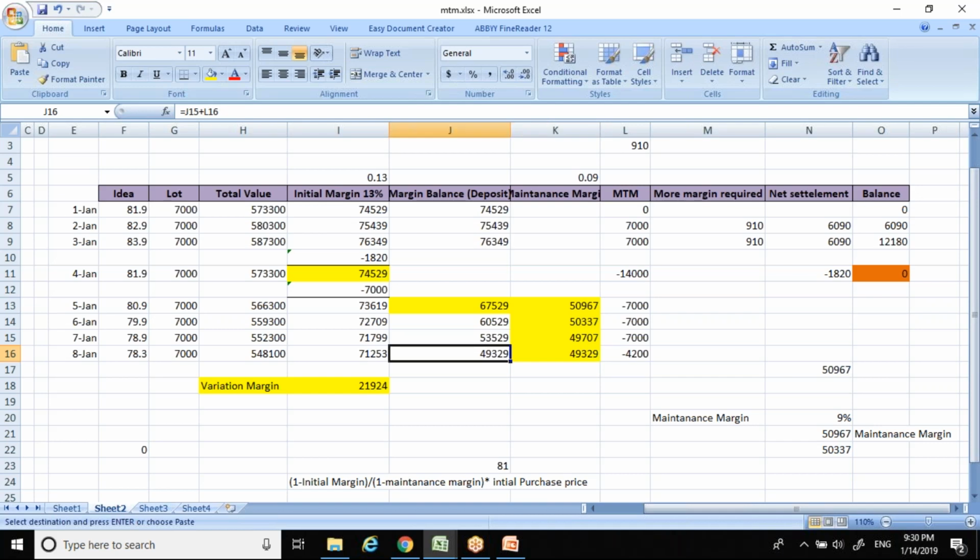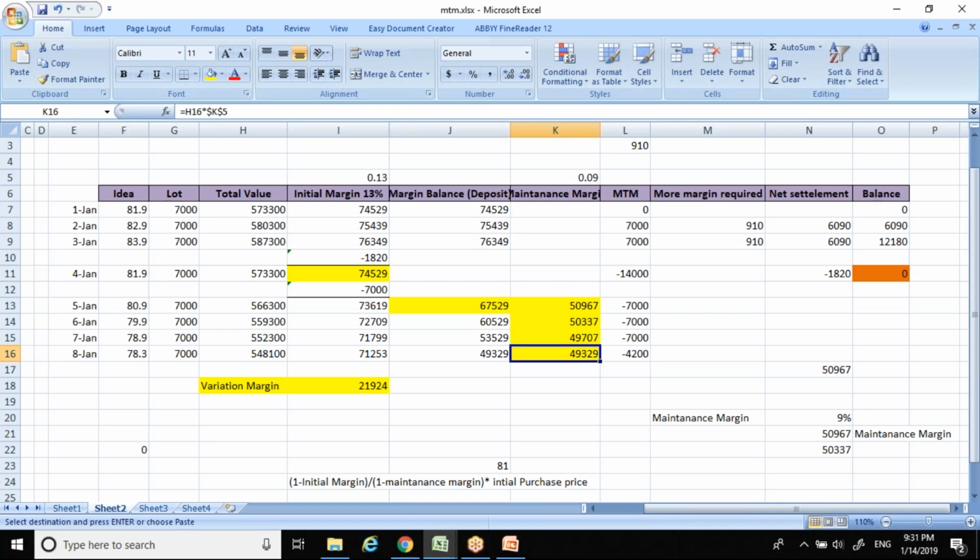So in this situation, where the margin account balance with the exchange and the required maintenance margin level are equal, or the margin balance with the exchange is below the maintenance margin level, in both cases you get a margin call.